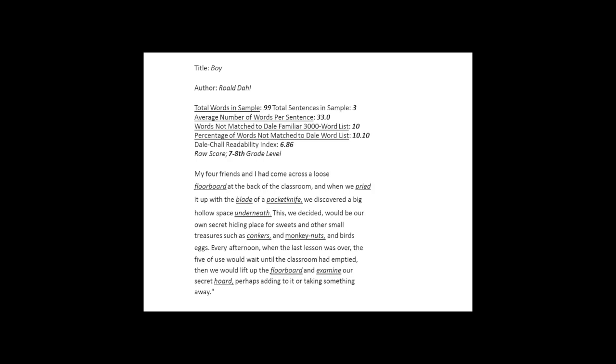Words like pride are a little bit more challenging, and maybe the word hoard is challenging. Conkers and monkey nuts are idiosyncratic words to this piece and probably draw on the English vocabulary. But what you can see is that you could read this and probably get a gist or the basic idea without getting every single one of these rare words. In other words, without decoding them and without exactly knowing what they mean.